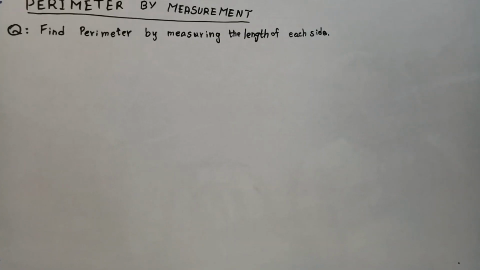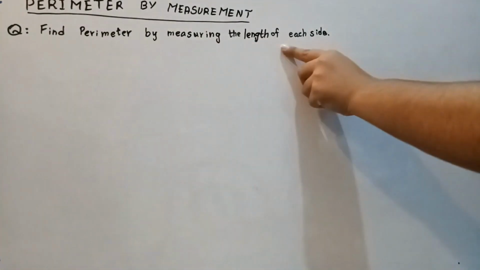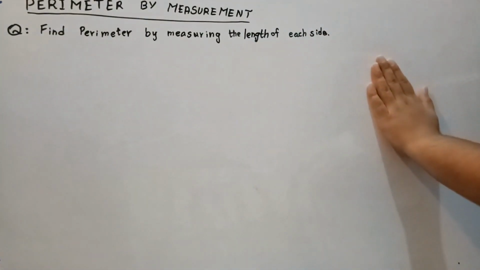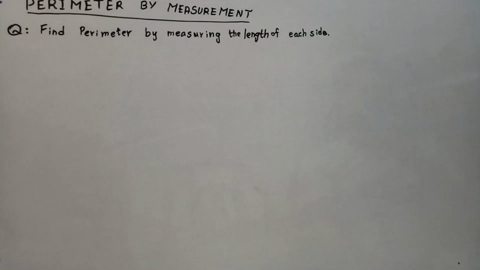Hey guys, what's up? In this video we are going to see how to find the perimeter of a shape by measuring the length of each side. And we know, what is perimeter? Perimeter is actually the measured length of all the boundaries of a shape.